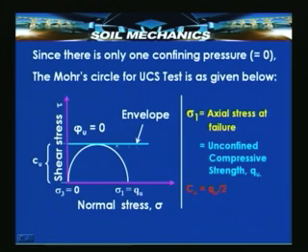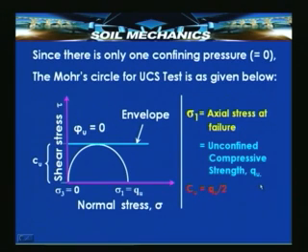If you draw a tangent to this, obviously this tangent here will give you the undrained cohesion, and sigma 1 minus sigma 3 is nothing but the compressive strength. Therefore, what you get here at sigma 1 is nothing but the unconfined compressive strength of the specimen, that is Qu, and it is from this that the name UCS test is derived. So, once you have this kind of a Mohr circle, you just measure the axial stress sigma 1, that is the unconfined compressive strength.